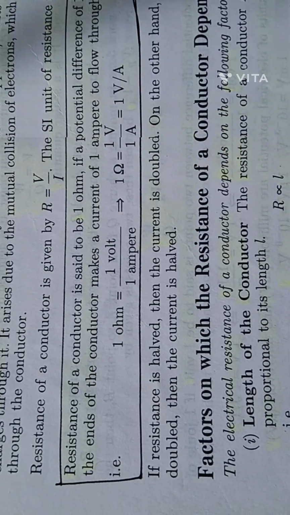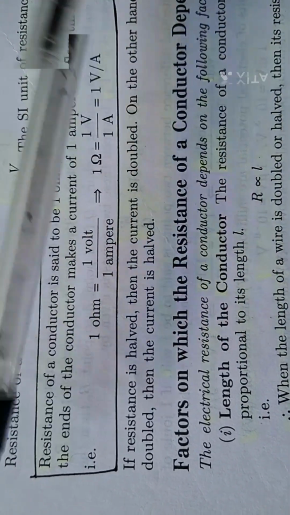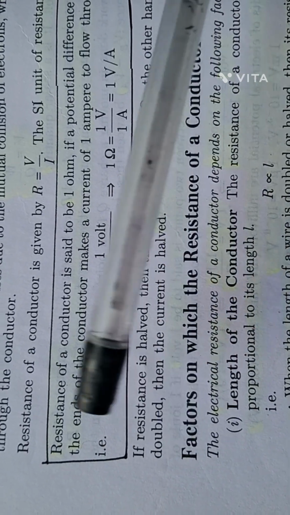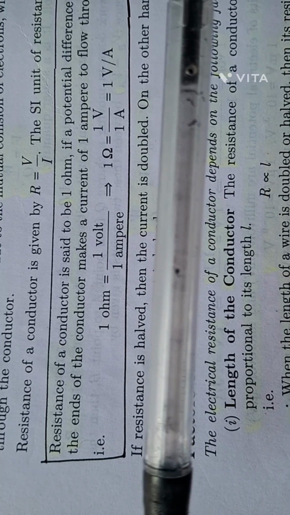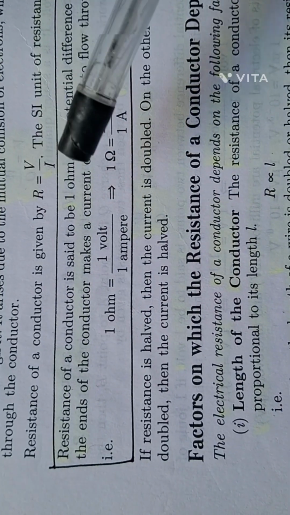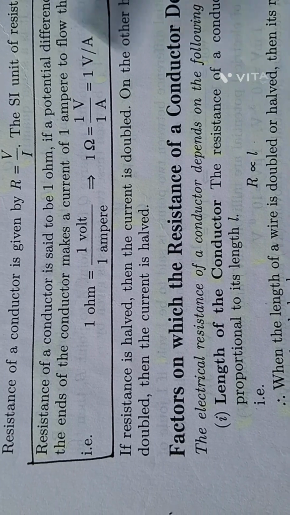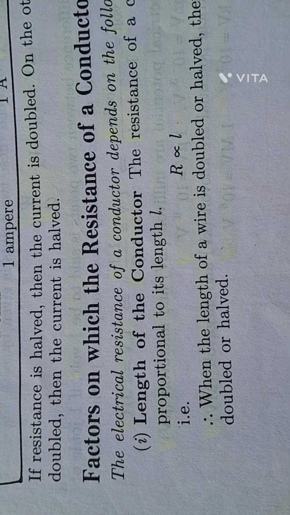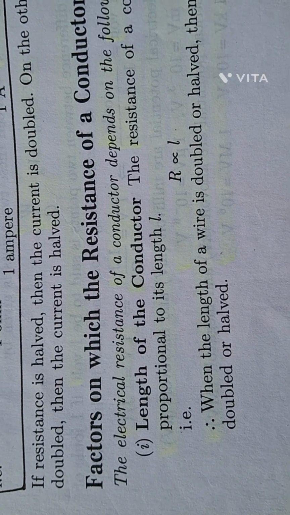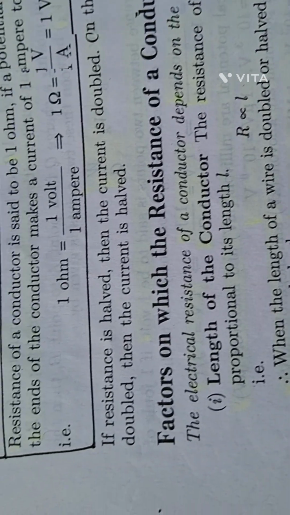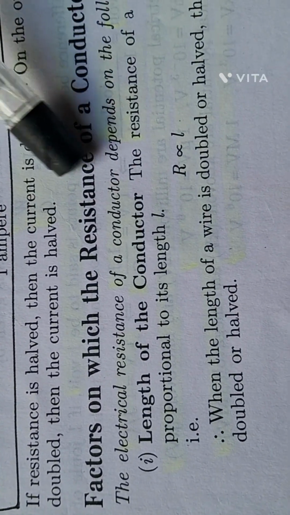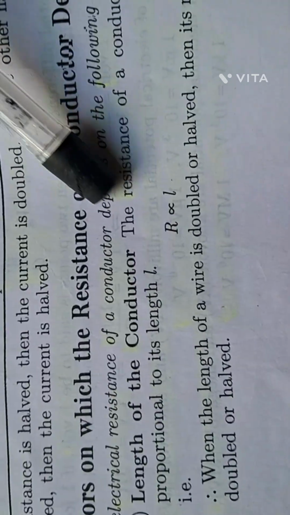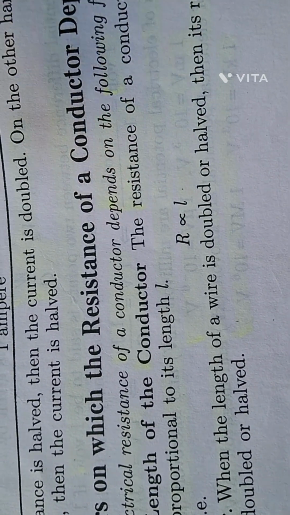Factors affecting resistance. First, length. More the length, more the resistance. See, this is the wire. It has fewer collisions, and when the wire length is increased like this, more collisions occur, so there is more resistance. They are directly proportional. In the previous example we saw that when resistance is doubled, current is halved. Now, since resistance is directly proportional to length, if the length is doubled or halved, the resistance is also doubled or halved.